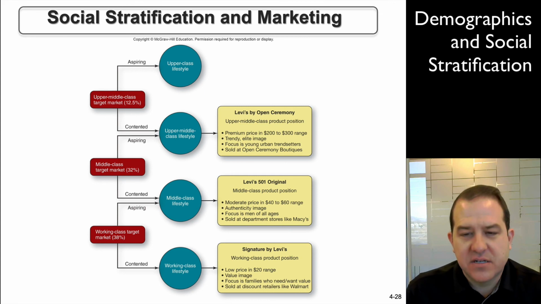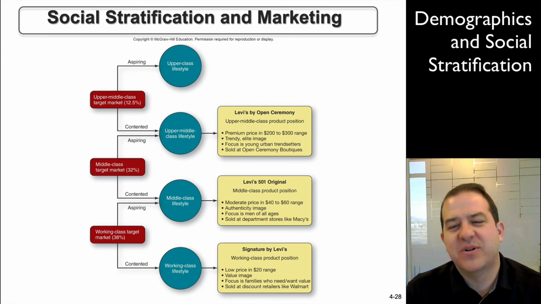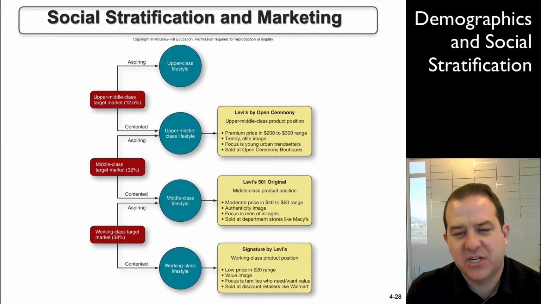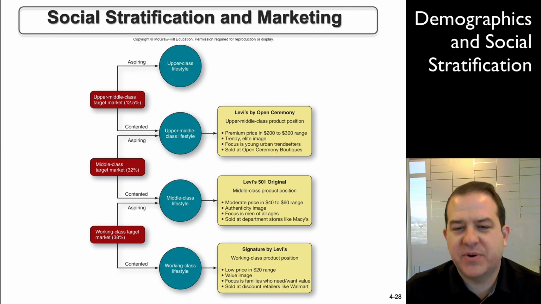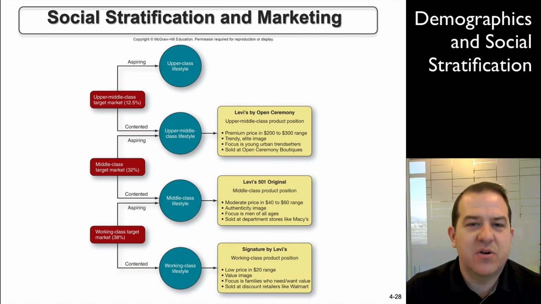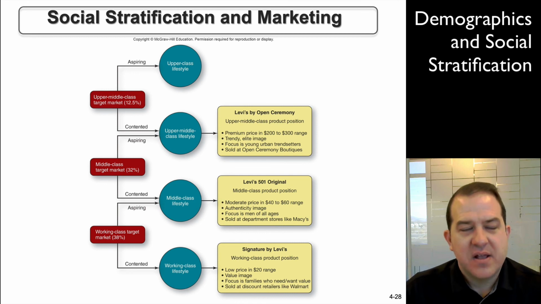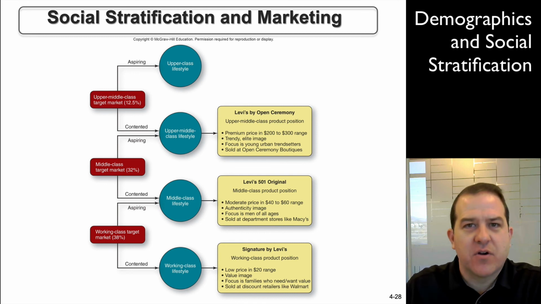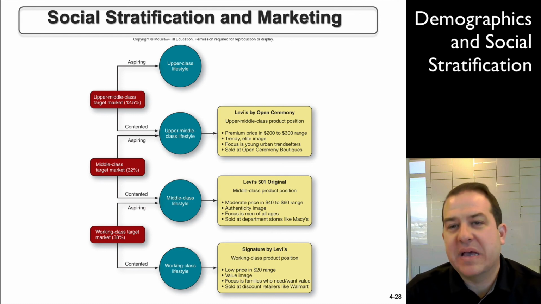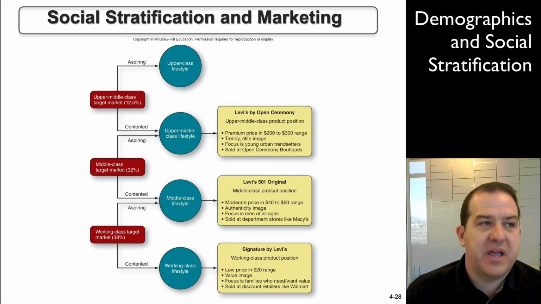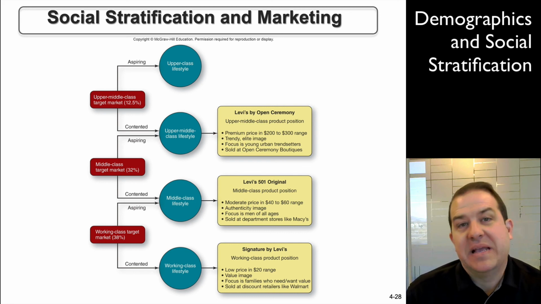And then we get Signature by Levi's, which is the working class product position. Cheaper, they're about $20 price range. They're value image, not trendy or authentic. And the focus on families who need or want value, and they're probably going to be sold at some place like Walmart. So you can see that we have those 3 different groups, and if you go into a Nordstrom's, you're like, oh, maybe I want to buy the Levi's at Nordstrom's instead of buying the Levi's at Macy's.